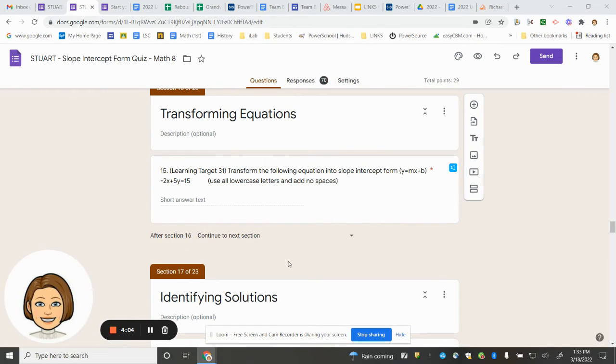Number 15, transform the following equation into slope-intercept form. Negative 2x plus 5y equals 15. You want your final equation to look something like y equals mx plus b.